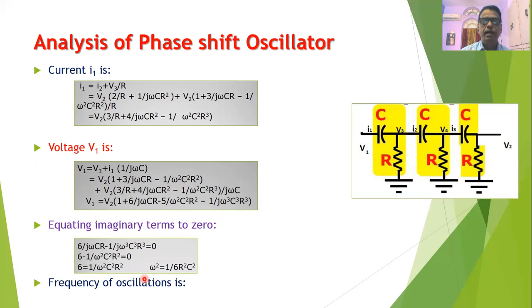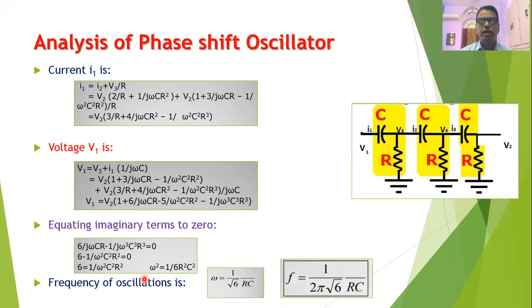And therefore, we can get the expression for the frequency of oscillation as omega is equal to 1 upon root 6 RC. Or we can write the same equation as the frequency f is equal to 1 upon 2 pi root 6 RC. So this is the expression for the frequency of the phase shift oscillator. One can easily observe that the frequency of the phase shift oscillator will depend upon the values of resistance R and capacitor C used in the ladder network.